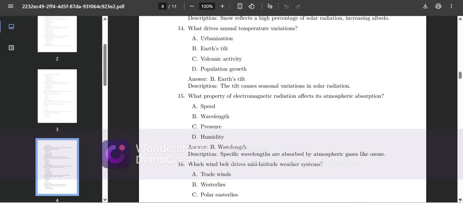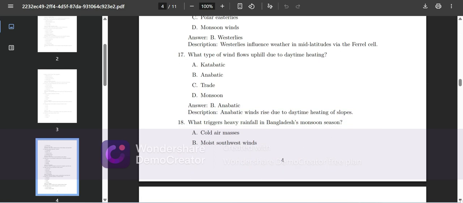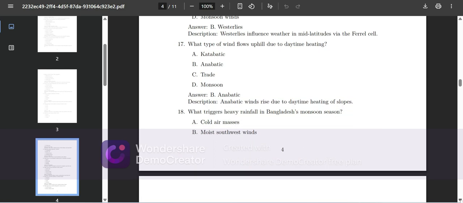What property of electromagnetic radiation affects its atmospheric absorption? Wavelength. Specific wavelengths are absorbed by atmospheric gases like ozone. Which wind belt drives mid-latitude weather systems? Westerlies. Westerlies influence weather in the mid-latitudes via the Ferrel cell.